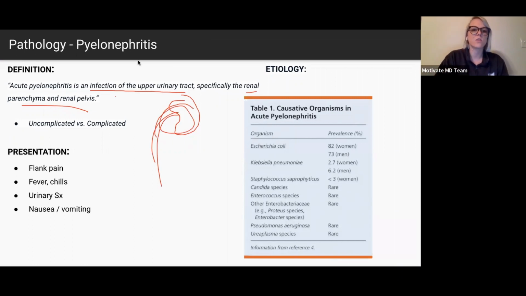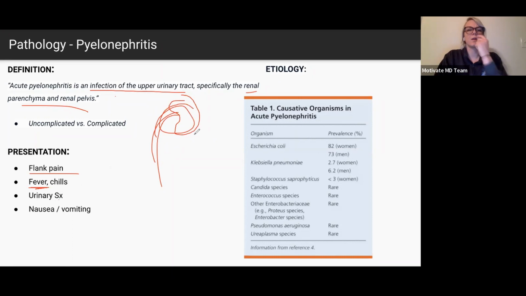The way that you should think about it, and the things that make me think about it, is flank pain, yes, but not all flank pain is pyelonephritis. It could be kidney stones, it could be regular back pain. So we have to discern what is what. But the thing that points to it is this high fever. They can have some urinary symptoms, they may not. They may just have fatigue.